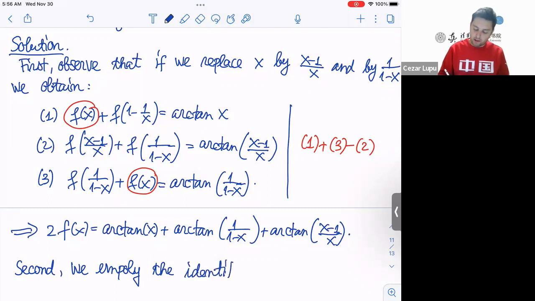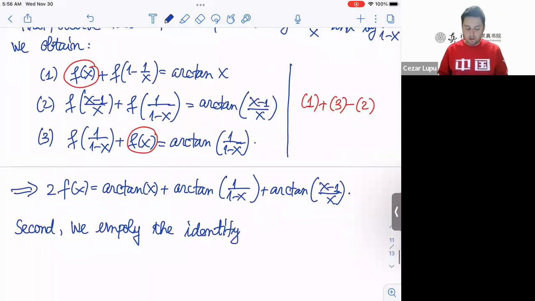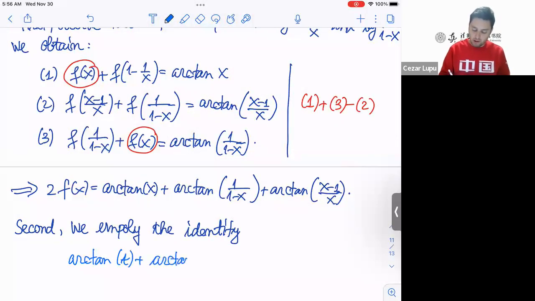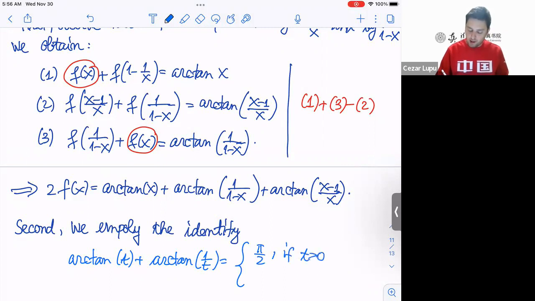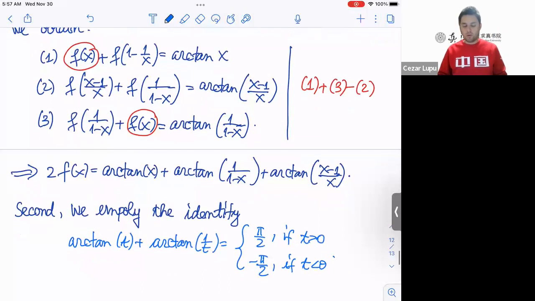There's a very well-known identity, which basically says, okay, let me write it with color. It says that the arctangent of t plus arctangent of 1 over t is pi over 2 if t is positive, and negative pi over 2 if t is negative. All right, so we plan to use this identity.